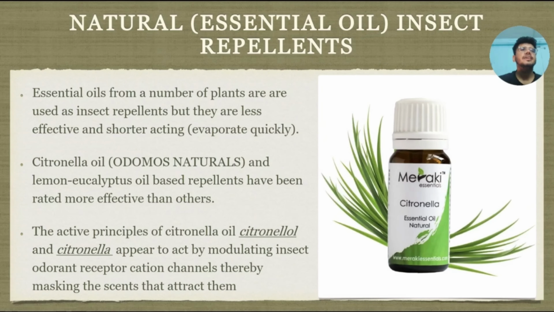The next category is the natural insect repellents, which are also known as essential oils. Essential oils from a number of plants are used as insect repellents, but they are less effective and short-acting because they evaporate quickly. Citronella oil, which is Odomos Naturals, and lemon eucalyptus oil-based repellents have been rated more effective than others. The active principles citronellol and citronellal appear to act by modulating insect odorant receptor cation channels, thereby masking the scents that attract them.